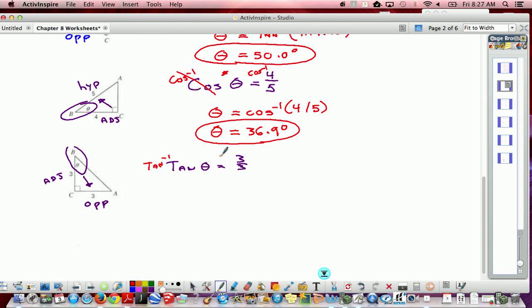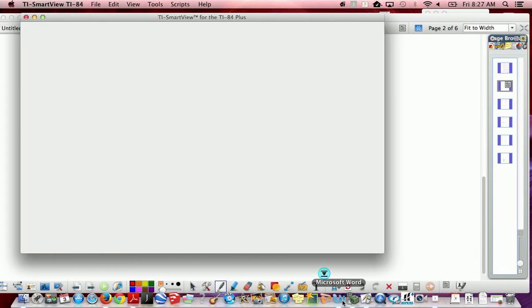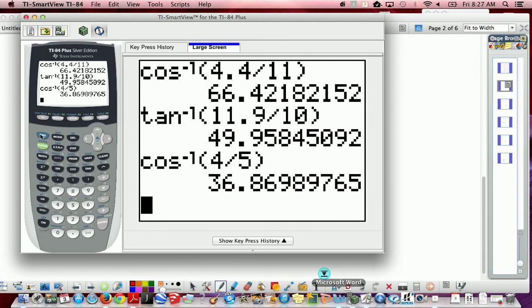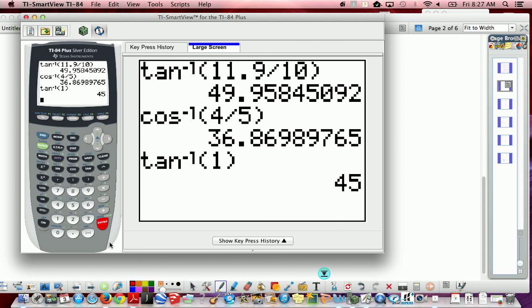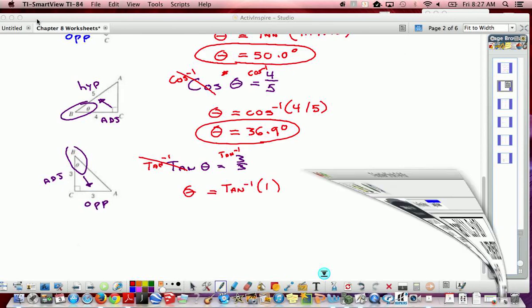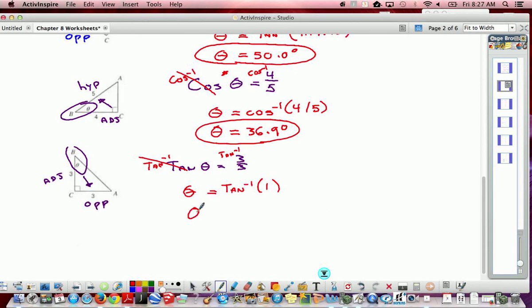So tan inverse crosses out. Theta equals tan inverse 3 divided by 3. If you just want to enter in 1, that's fine by me. So calculator, so I go second tan of 1, and look at that, I get 45 degrees on the button. So this one I don't have to put 0.0 because it's exactly 45 degrees.